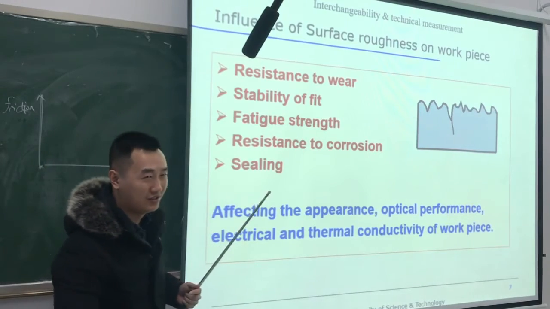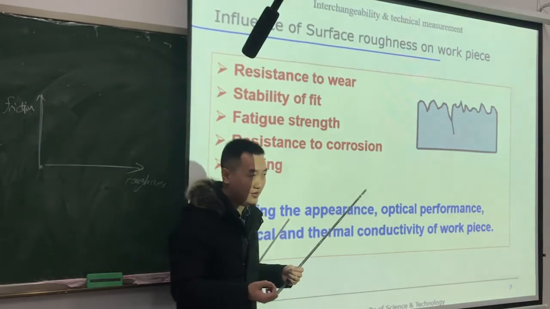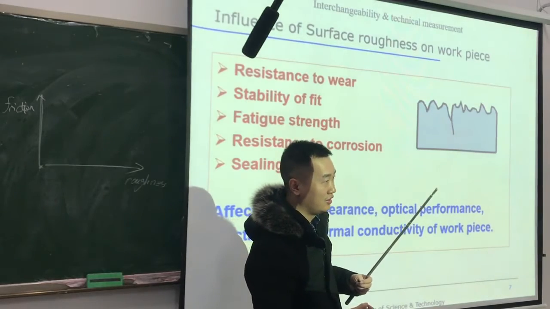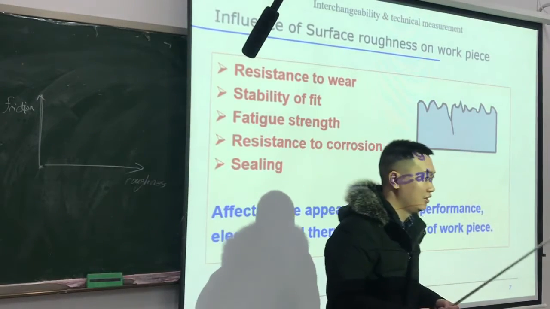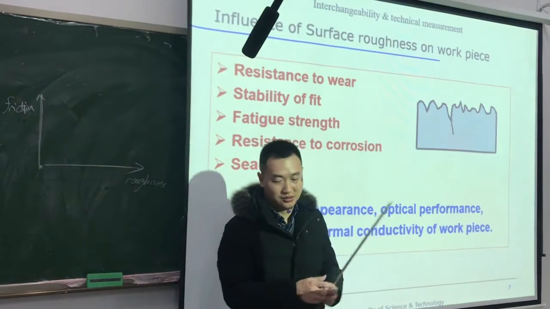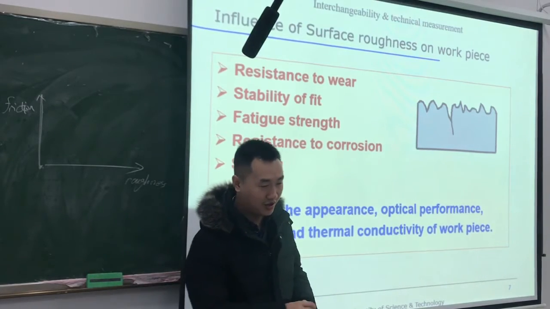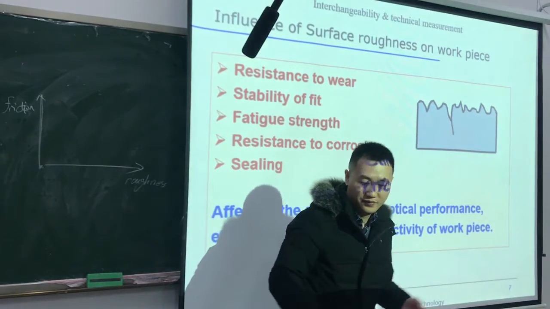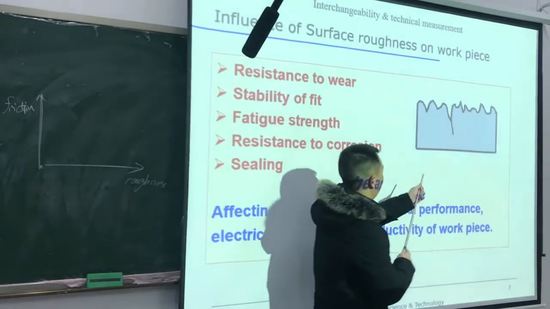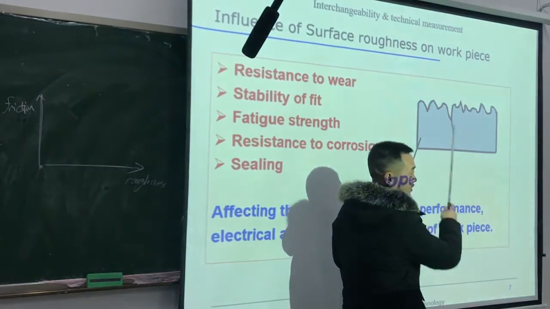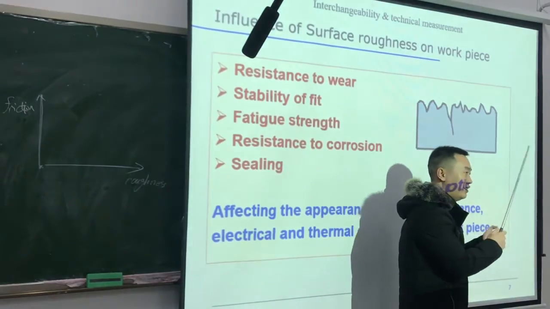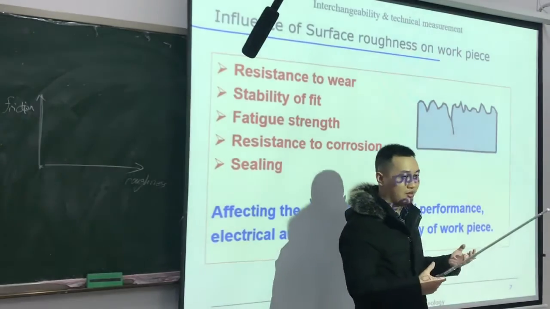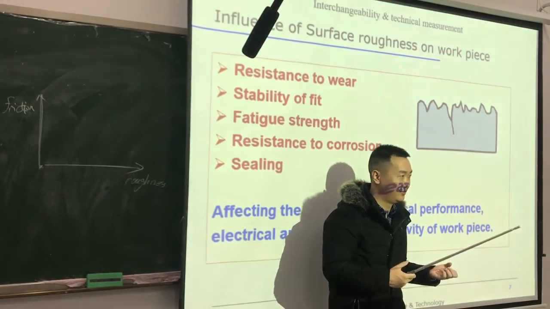Decrease? Think about it: if roughness is increasing, think about it becoming very rough, like this, with ups and downs, and the two workpieces move relatively. Will the friction increase or decrease?